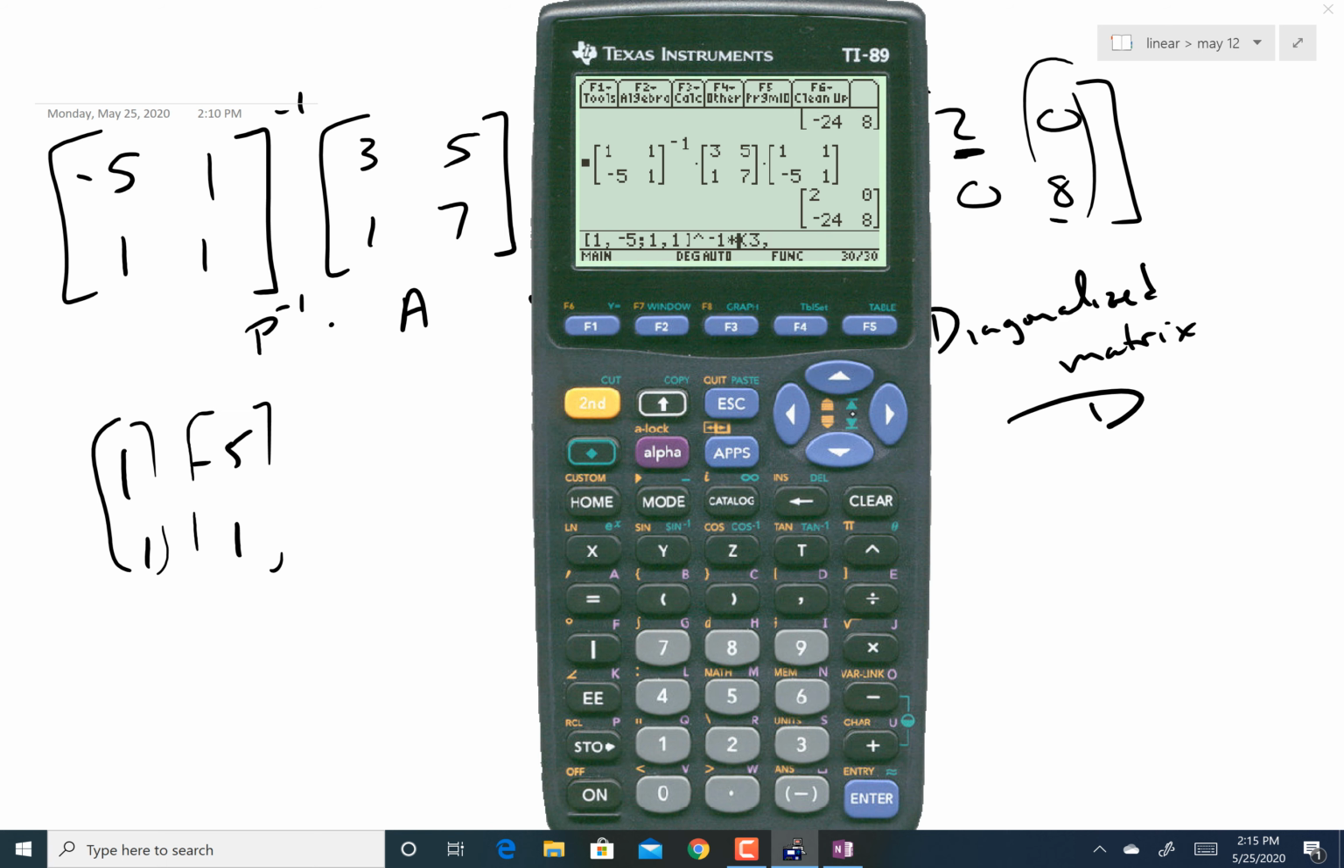5. Oh, try again. So 3, 5, semicolon, 1, 7 times, and then we're going to do this again, 1, -5, semicolon, 1, 1. Done. Yay, it works if you don't screw it up.